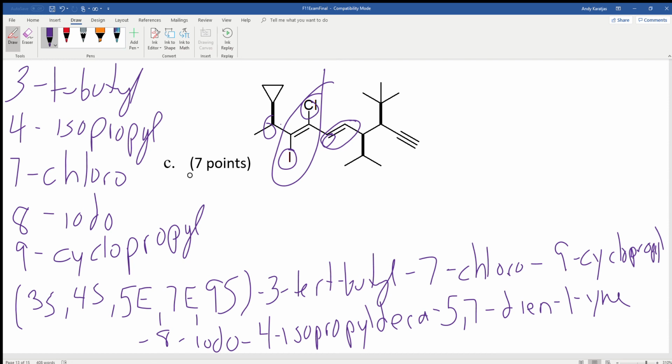And a final name for this structure: 3S,4S,5E,7E,9S-3-tert-butyl-7-chloro-9-cyclopropyl-8-iodo-4-isopropyldeca-5,7-dien-1-yne.